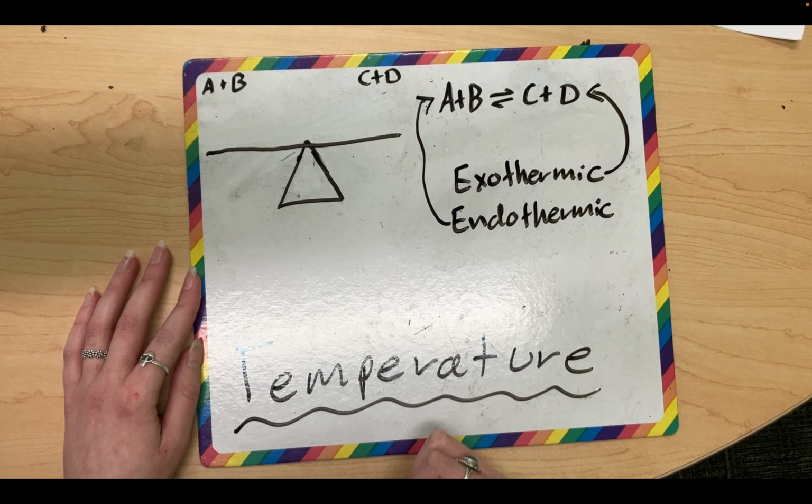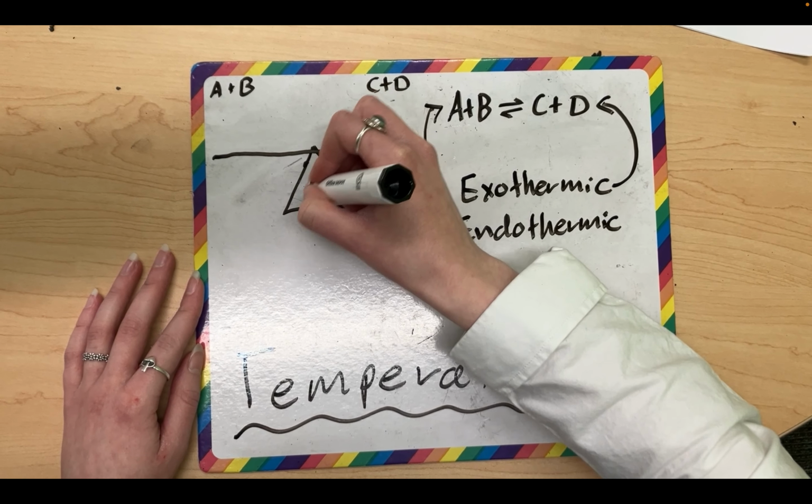Now that we've established that, heat changes can be thought of in the same way that concentration changes are. Increasing the temperature of a system is like increasing the concentration of heat, and decreasing the temperature is like decreasing the concentration of heat. Changes in equilibrium follow the same rules as previously outlined.